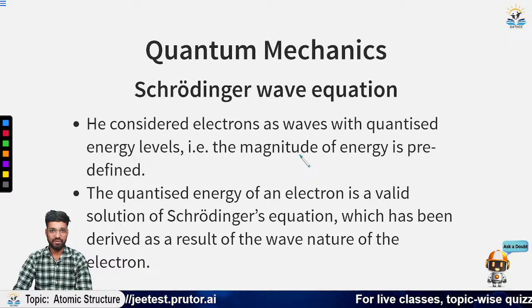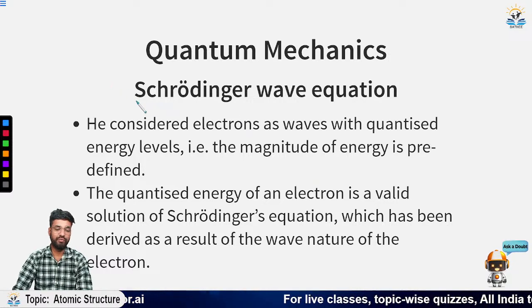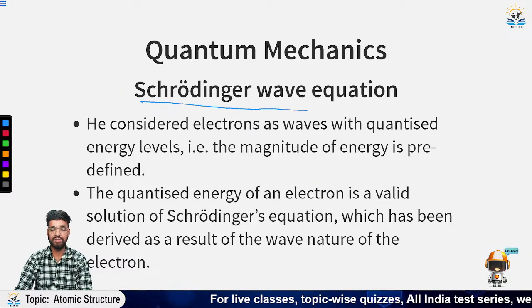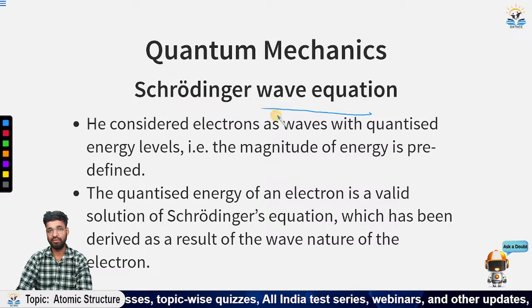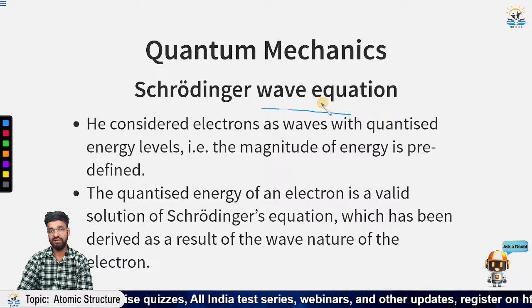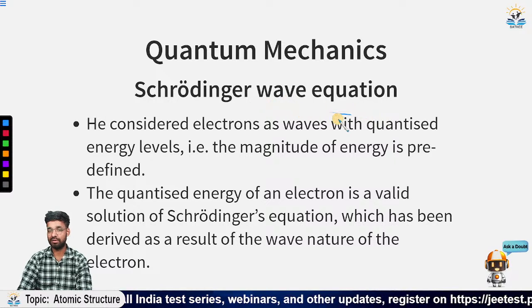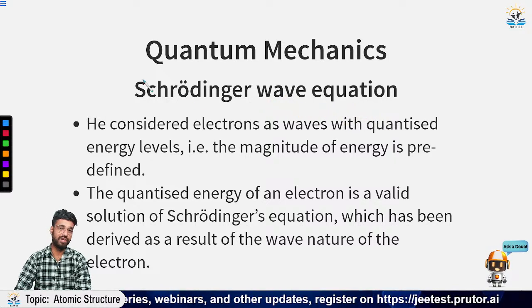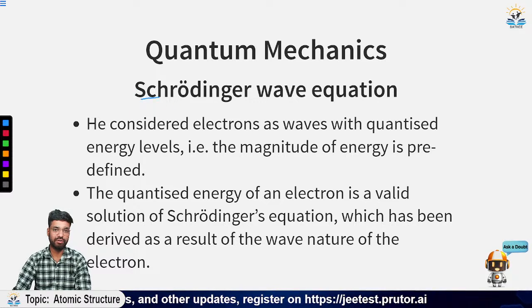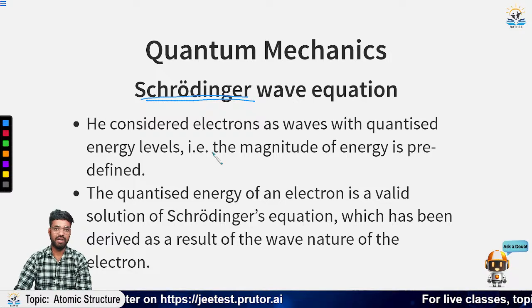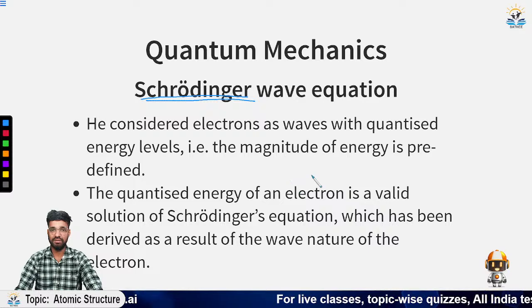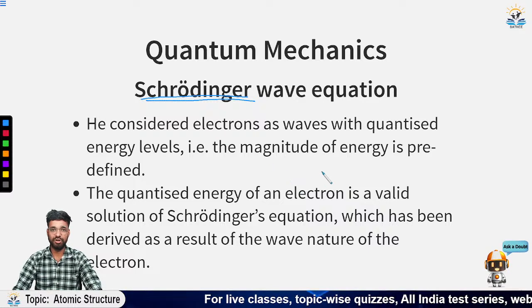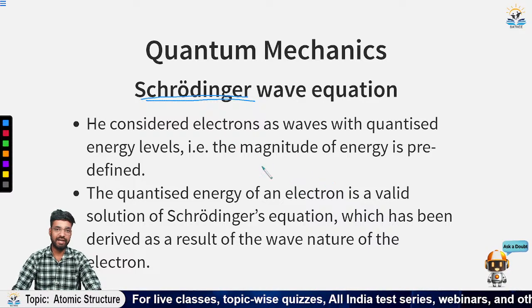So the wave equation was first introduced by Schrodinger. He was the man who put a great idea into quantum mechanics. He put the wave concept into it and defined that he could now quantize the energy level, that is the magnitude of energy, and consider the electron as a wave.